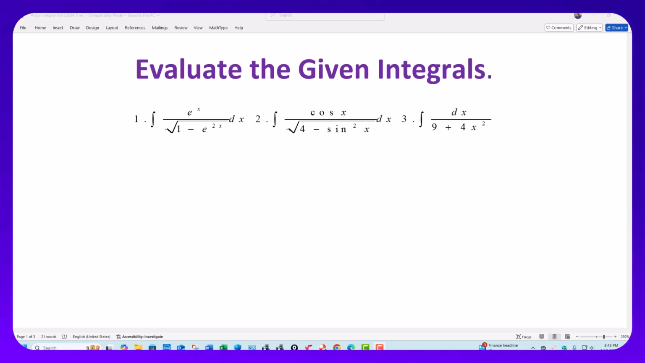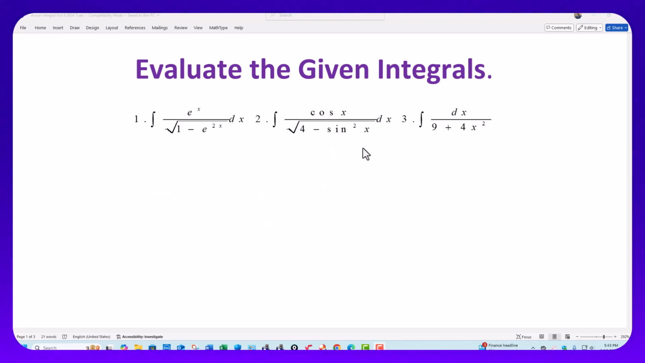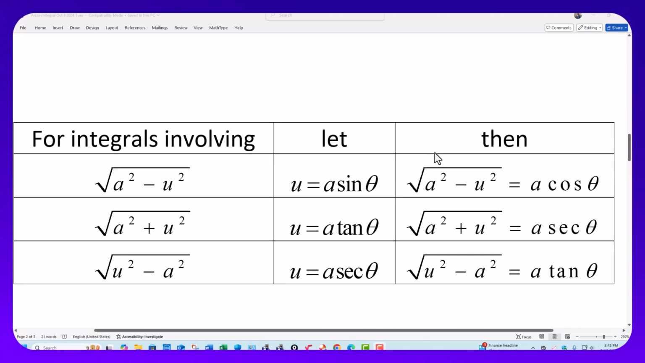In this video, we have three integrals to evaluate, and they all have something in common. The results for each of these will be an arc trig function or an inverse trigonometric function. So notice they all have a radical in the denominator. So let's review some formulas.